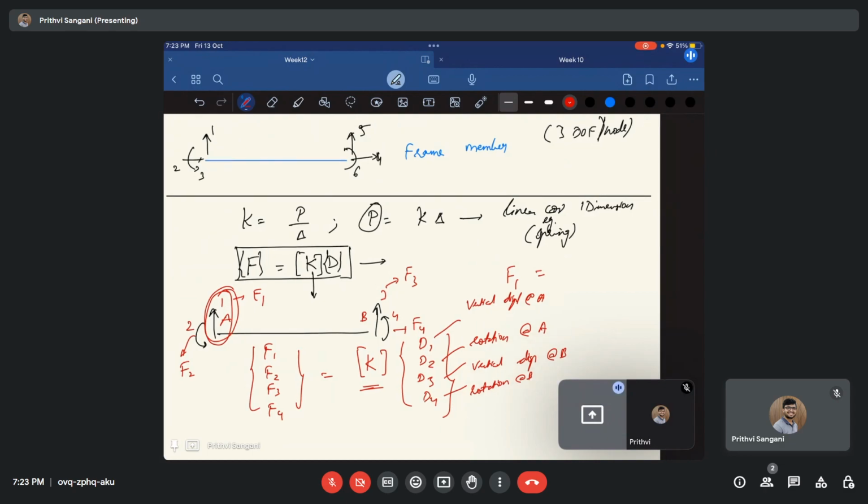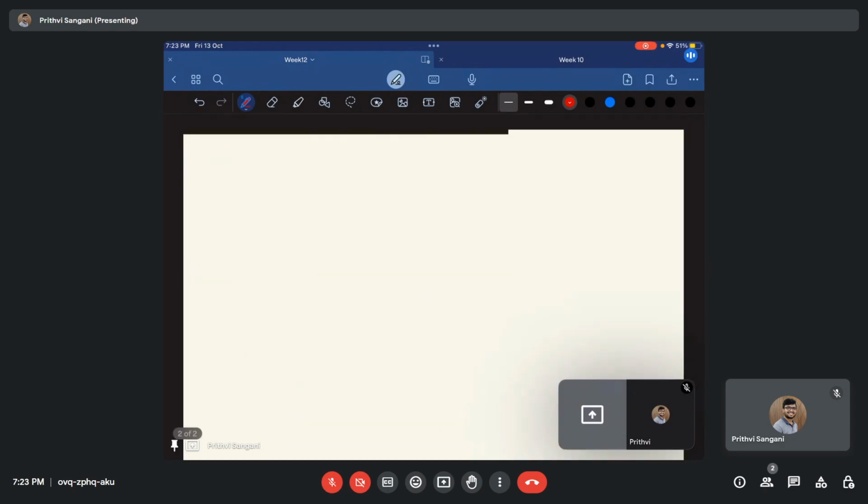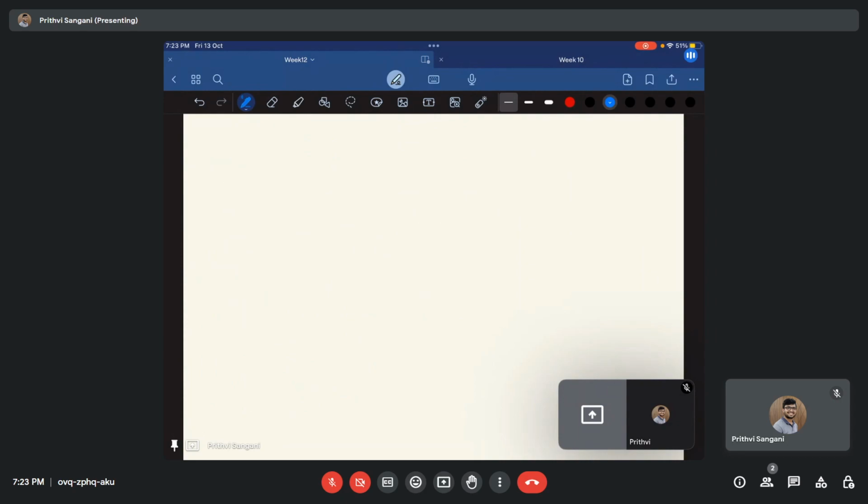Fine. Let us go ahead and derive the stiffness matrix. So let me have a beam. We have a beam member, and we have already marked the degrees of freedom. This is 1, 2, 3, degrees of freedom 1, 2, 3, 4.